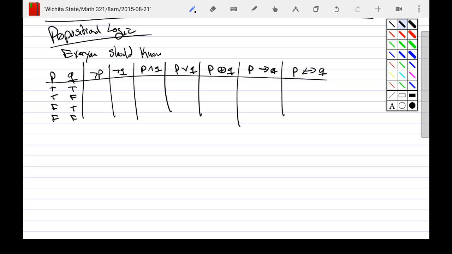If I took the ordering of true, true, true, false, false, true, false, false, and randomly swapped them on you, you should still be able to complete this table, because you should know why true and true is true, true and false is false, false and true is false, and false and false is false. It doesn't matter the order. You should be able to just know it. This is your core knowledge.